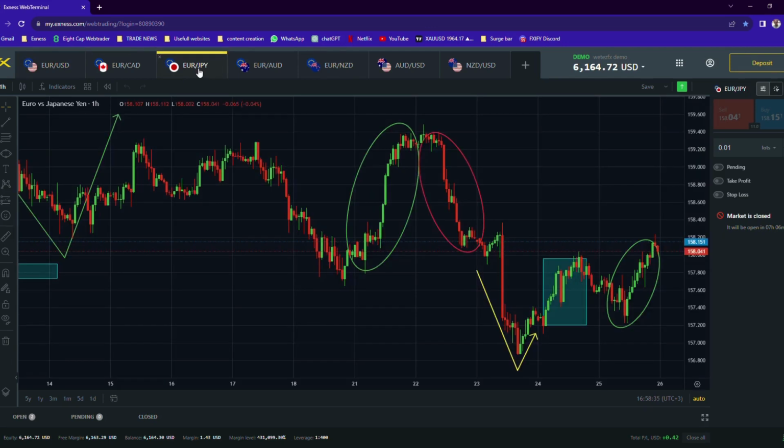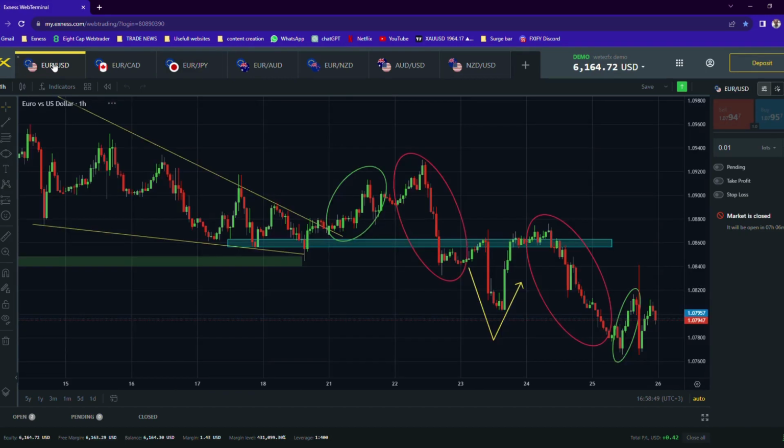If you look properly on euro JPY, we have a similar market structure. 21st, price is moving up, a very big impulse move. On 22nd it is moving down. When you check on euro USD, on 21st and 22nd, price moved up and then moved down. But on 21st, the move on euro USD was a little bit small, but on euro JPY it was a big impulse move, that's okay.